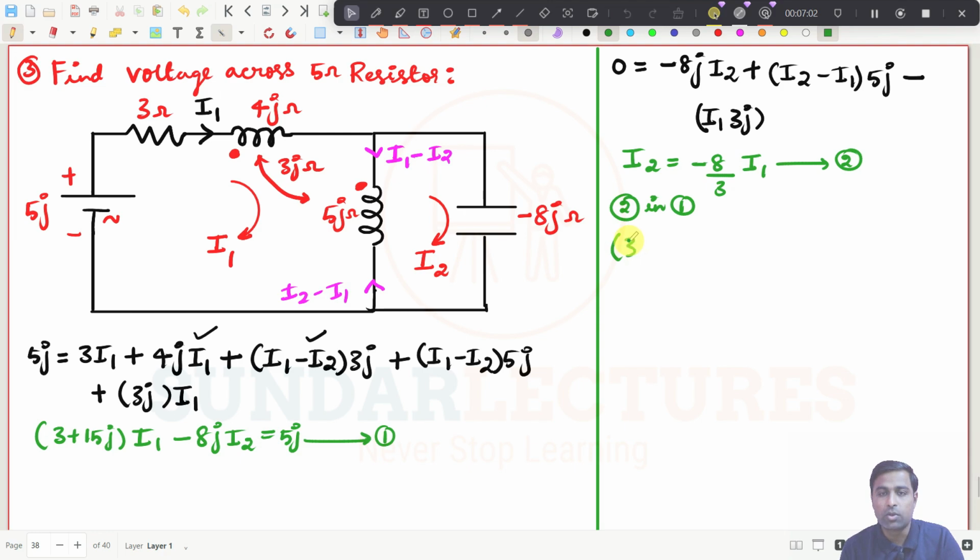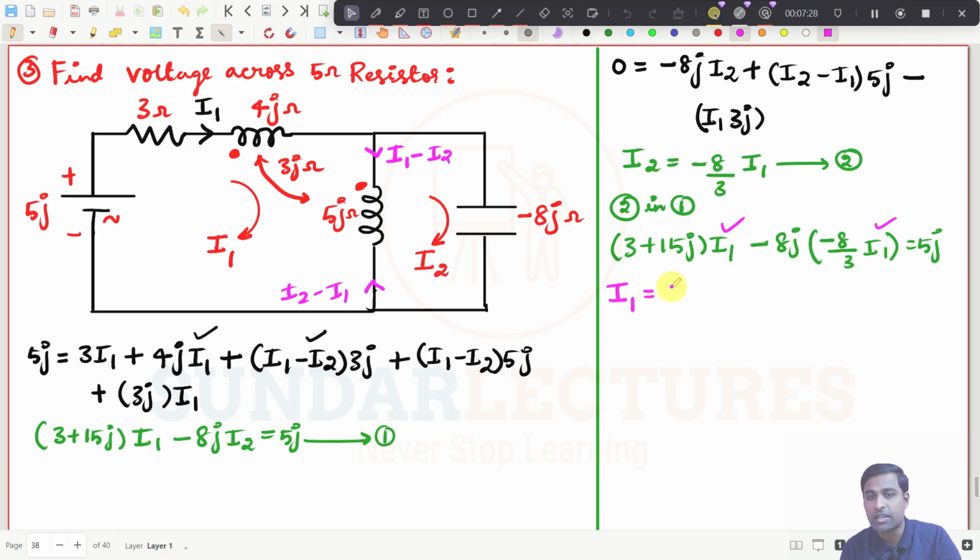What you will get? So 3 plus 15j into I1, this value, and minus 8j, instead of I2, you substitute this value. Minus 8 divided by 3 into I1, which is equal to 5j. And you just simplify this, everything is I1, right? So for I1, I am getting the value of I1, it is 0.137 plus 0.011 j amperes. This is I1, and substitute the same thing I1 in expression number 2.